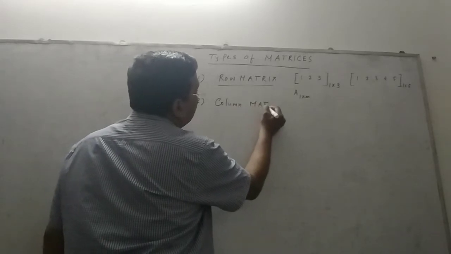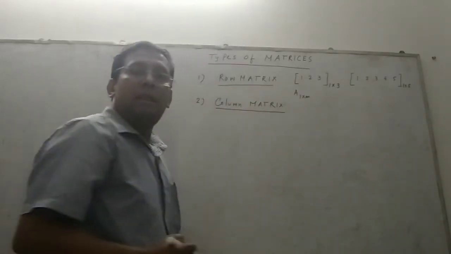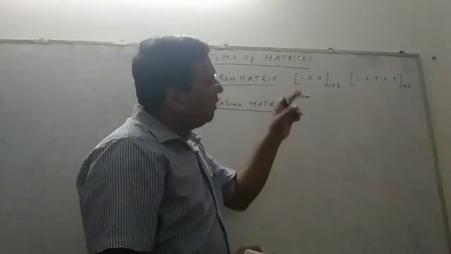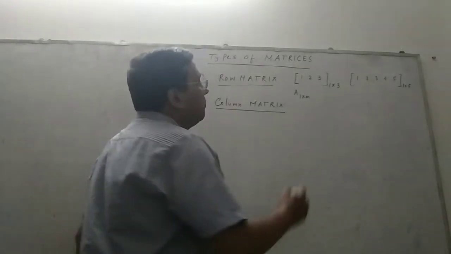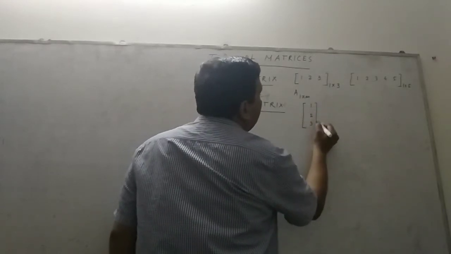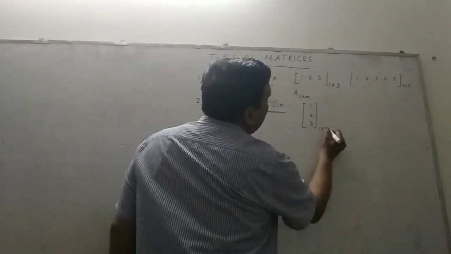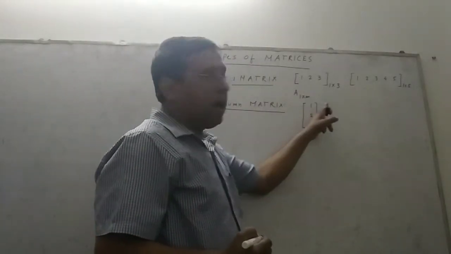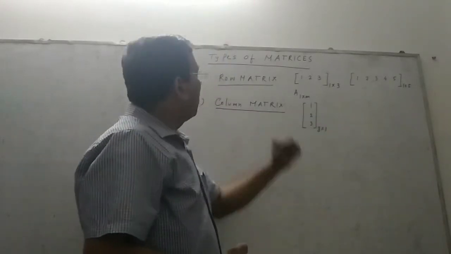Column matrix. Now, what is a column matrix? Again, like the row matrix, if the matrix consists of m number of rows and only one column, then that matrix is called a column matrix. For example, I can write this way: 1, 2, 3. So this matrix order is 3 into 1. 3 into 1 means it has 3 rows: row 1, row 2 and row 3, and the column is only 1. So this is called a column matrix.